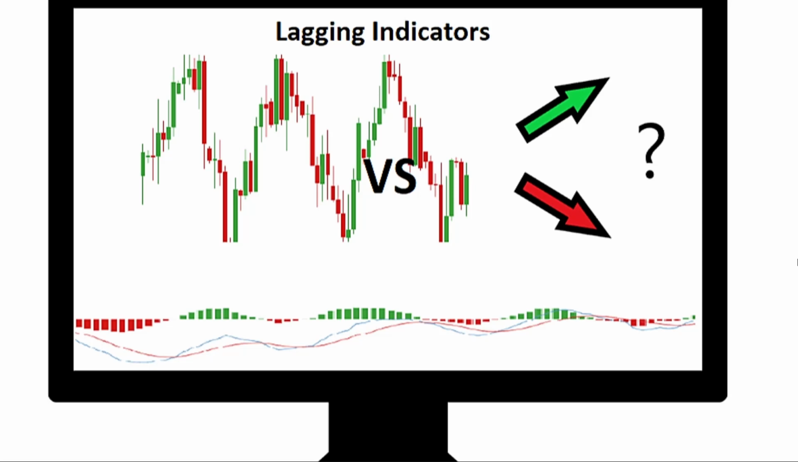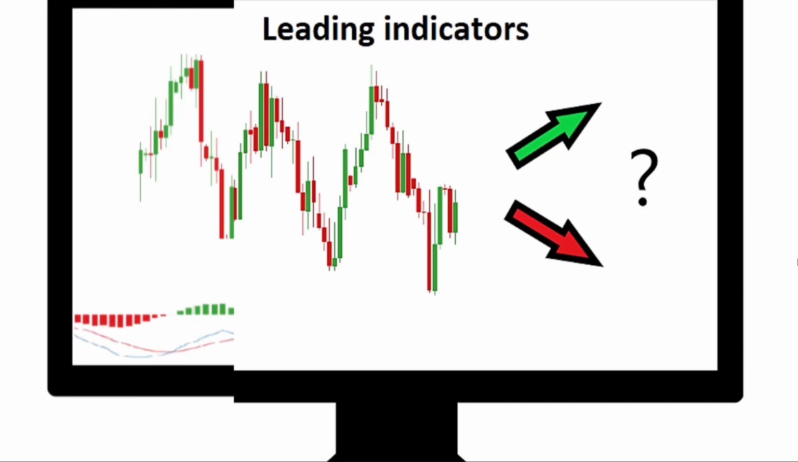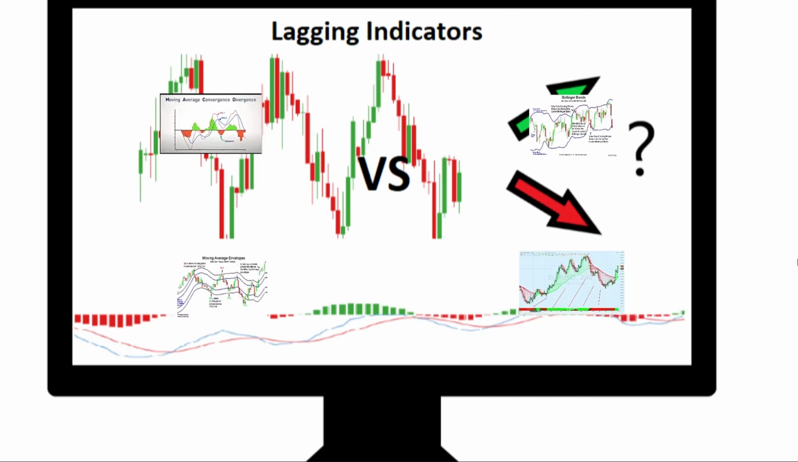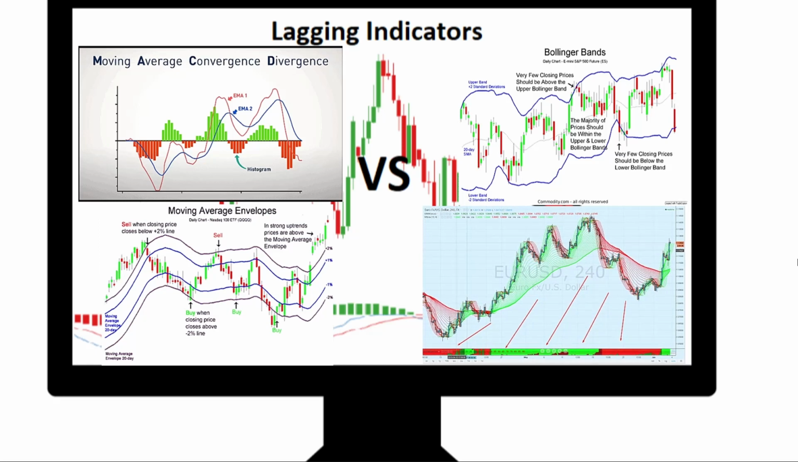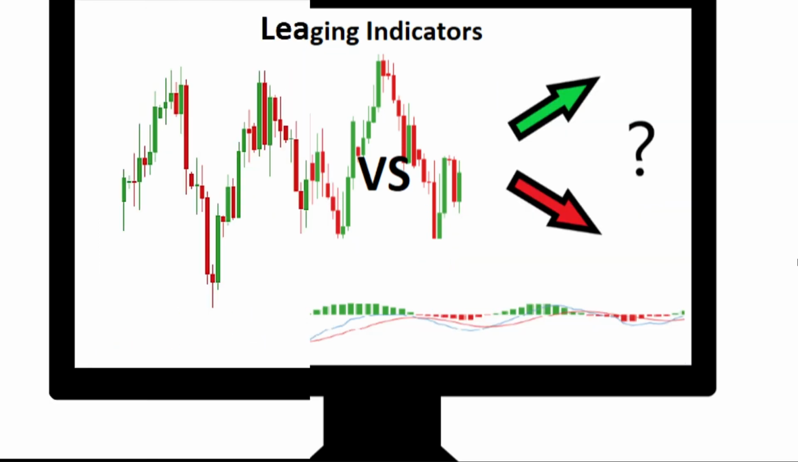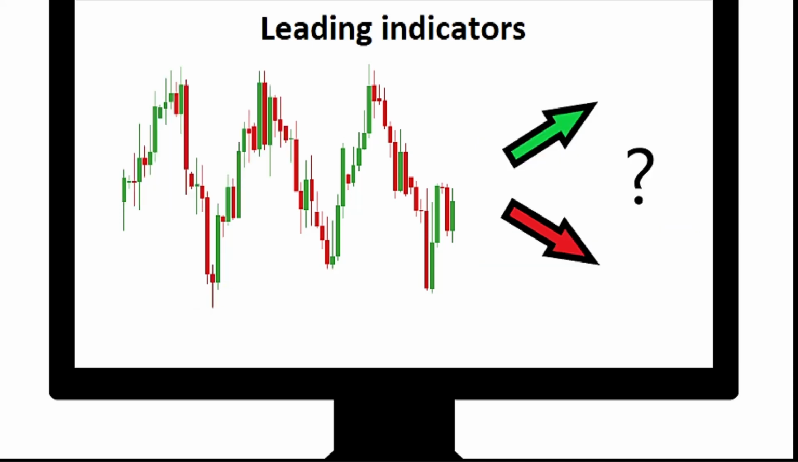The second category is leading indicators. A leading indicator gives a signal before the market makes the move. Since the market moves in waves and forms trends, a lagging indicator must be used in this case. For example, MACD, Bollinger Bands, envelopes, ribbons, and so on. On the other side, the leading indicators: RSI, Stochastic, Williams R, OBV, and others. Again, we have analyzed all of them, and some of them might be new to you. Don't worry, you don't miss much.